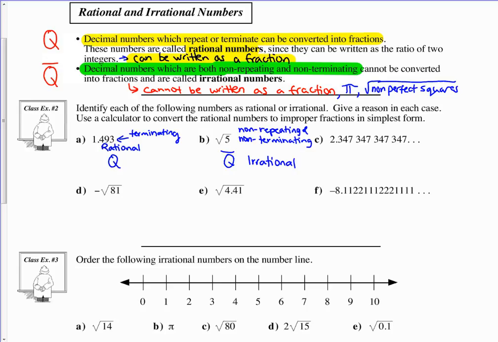Okay, what's C? What type of decimal is that? Repeating. Non-terminating, but repeating. So that's good. If it's repeating, as long as it's repeating or as long as it's terminating, it'll be rational.